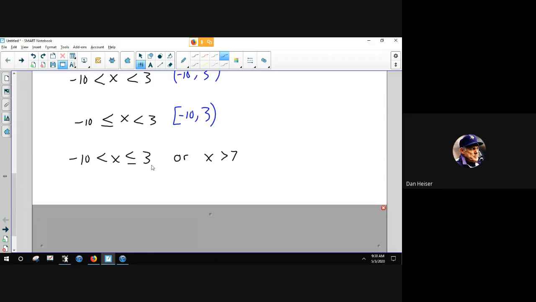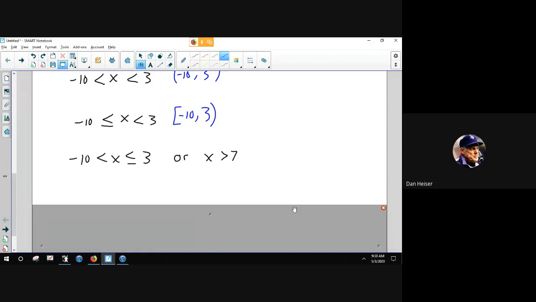So what's happening between 3 and 7? Well, we don't care because that's not part of our interval. So this is an interval or 2 intervals that have a gap between them. There's a gap between these 2 values. So here's how we express that.